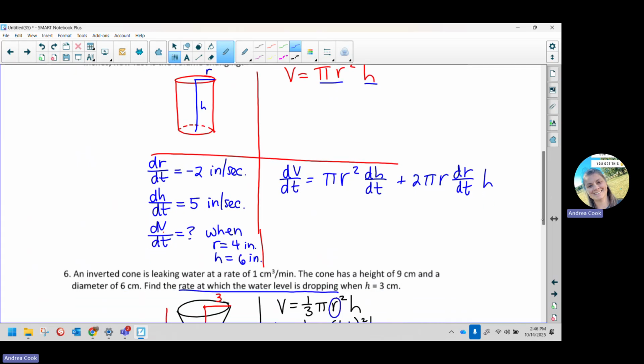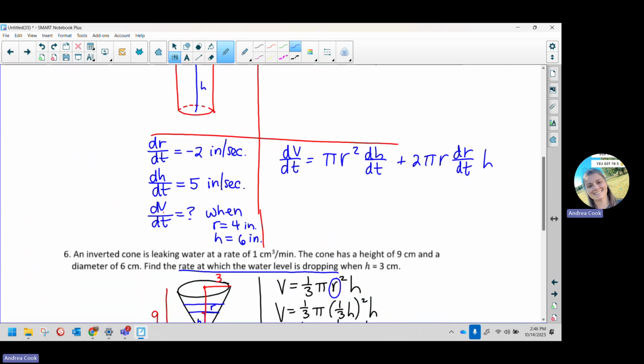And then from here, we can plug in our when values. So we're looking for dV over dt, that stays a variable. Radius is 4. dh over dt is 5. r is 4. What's the r over dt? -2, and what's h? 6.